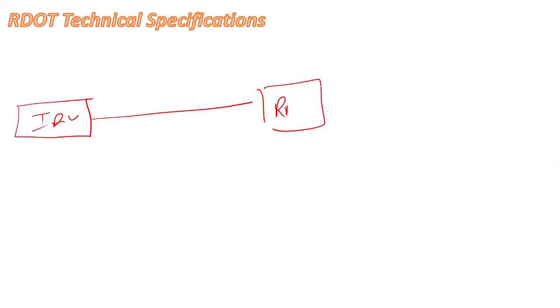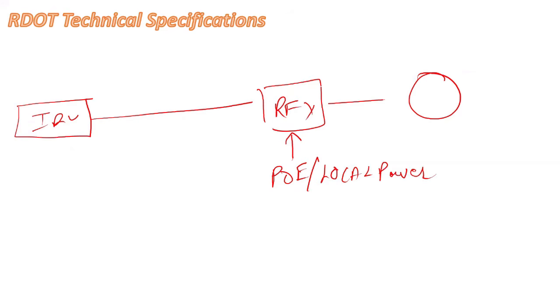And there is one more option available. Suppose you do not want to use hybrid cable. In that case, we have IRU, we have RFX, we have R dot, right? In that case, we can give power to RFX with the help of PoE or local power. In that case, we don't have to use this hybrid fiber. So here we can use fiber only. No need to use hybrid fiber. Just use fiber only, right?